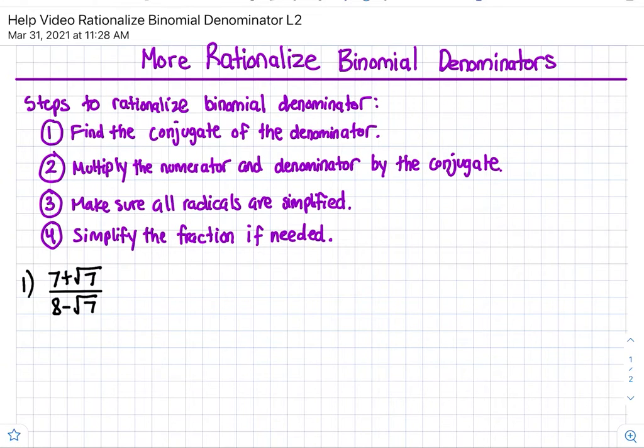Help video: rationalize binomial denominators, level 2. So I just thought it'd be nice if you guys saw these steps and did some example problems. So here's example 1.